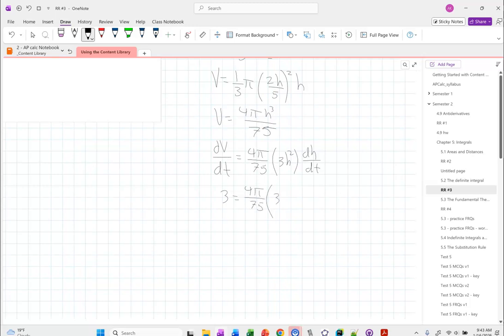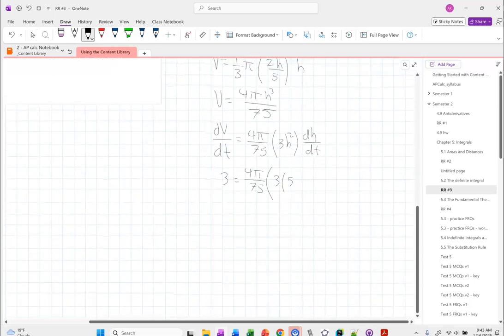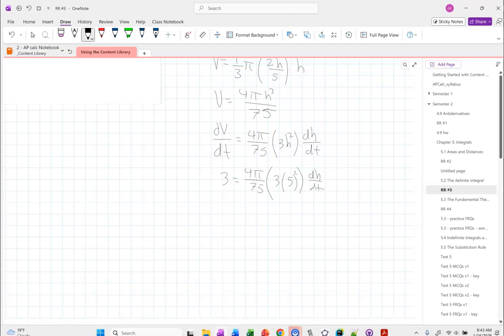We're told that H is, was it 5? Yep, that's the instant we're worried about. And dH/dt is what we're solving for, and then just a little bit of algebra from here. Can I stop at this point, Erin? Yeah.